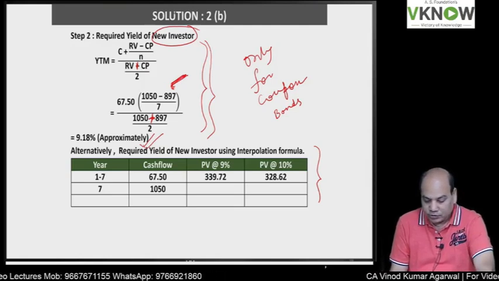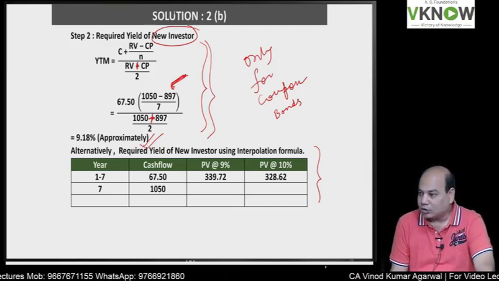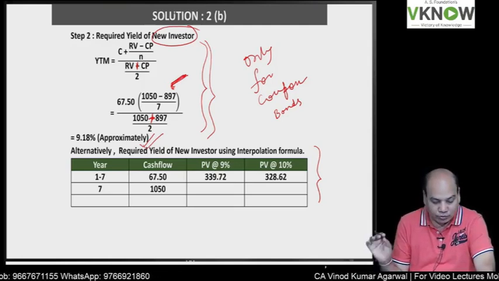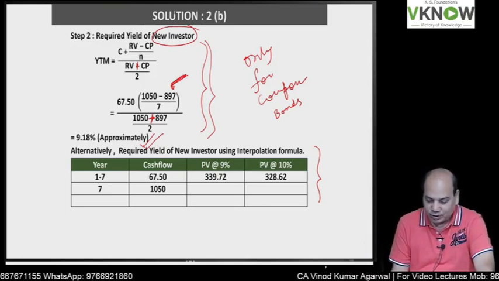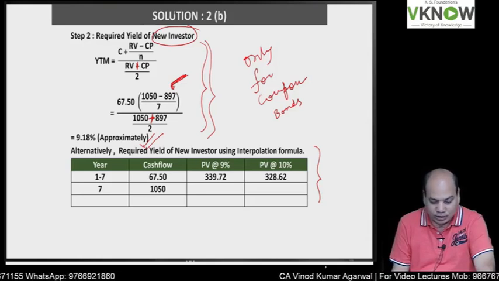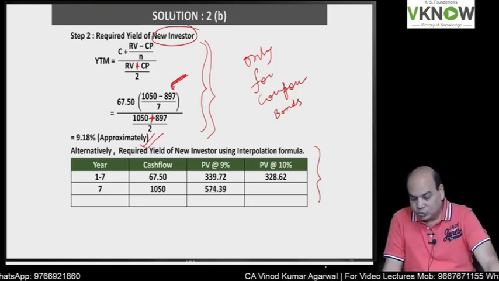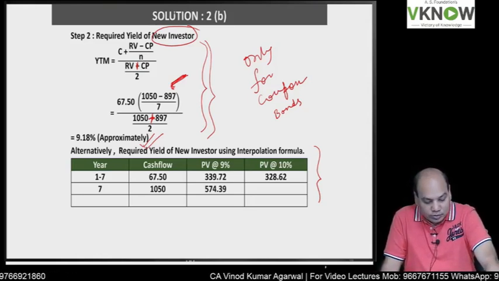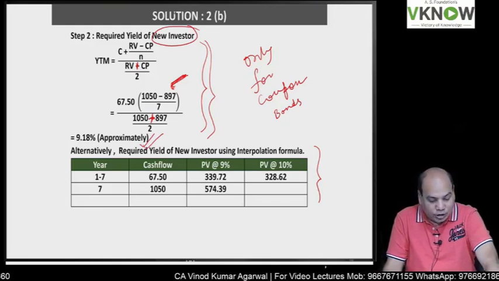1050. 7th year factor, take on calculator 7th year factor, 1 divided by 1.09, press equal to 9 equal to 7 times and then into 1050. You will get 574.39. Check. Follow the discipline. Do it yourself. Do not copy.